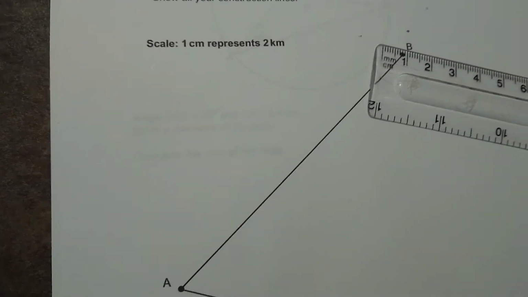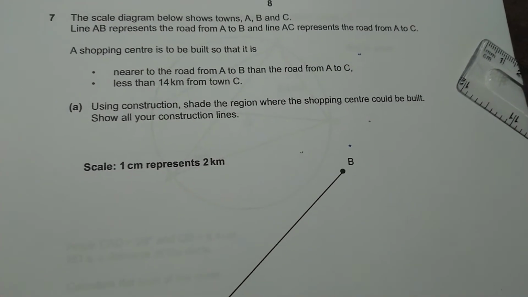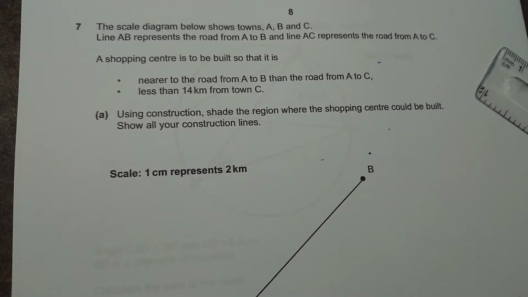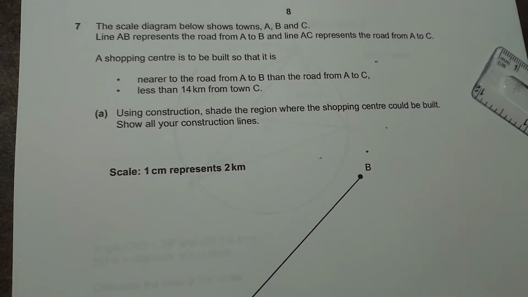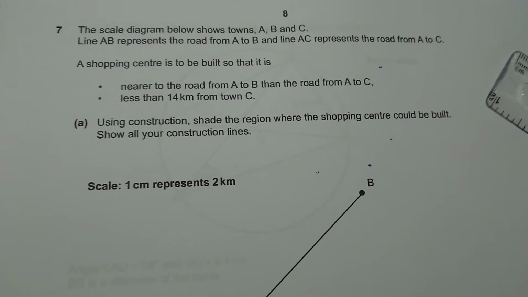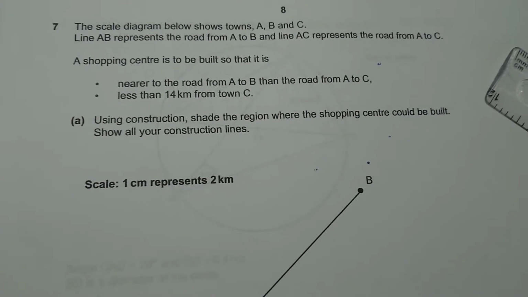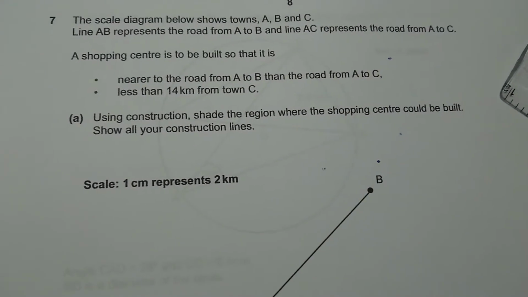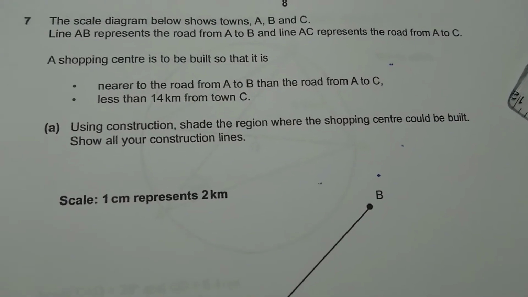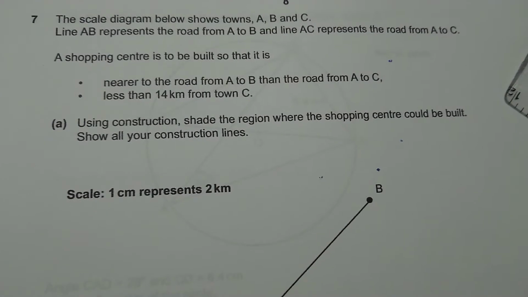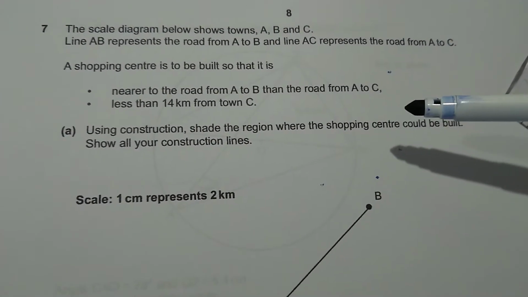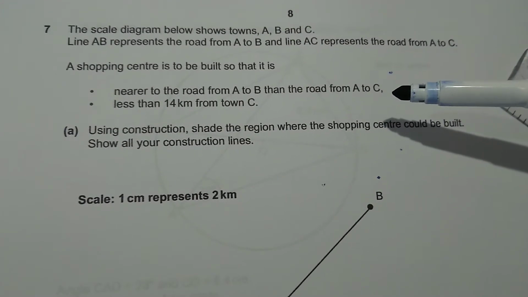Right, question 7 is a question where you can see it's talking about construction and showing all your construction lines. So that tells you you're going to need a compass for this question. So with this question, there's 2 bullet points, and they do tend to be bullet points in these kind of questions to break it down into steps. And usually one part is easier than the other. So this question here, we know the shopping centre needs to be nearer to the road from A to B than the road from A to C.